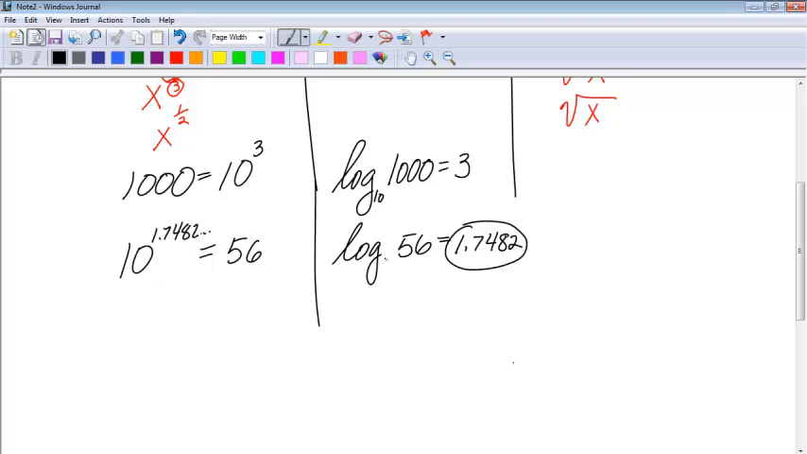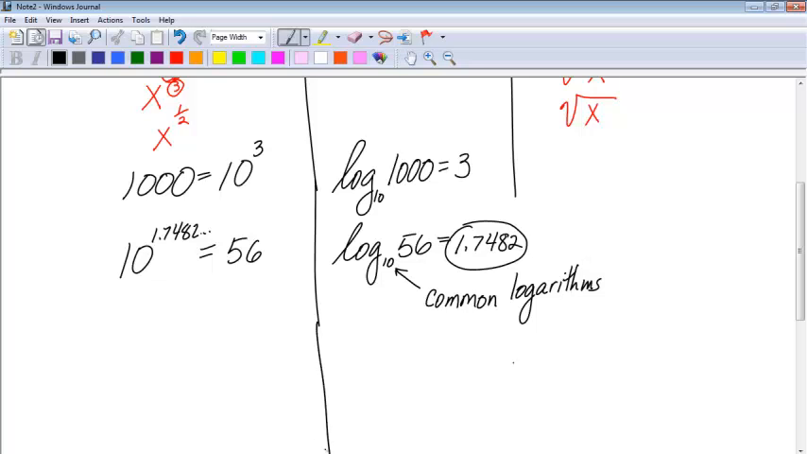When I write these, I notice on this one I didn't put the 10 there. If they don't have a 10 there, it's understood to be a 10. Any of these with a base 10 are called a common logarithm. Common logarithms are understood to be base 10. And the LOG on the calculator by itself is understood to be base 10.